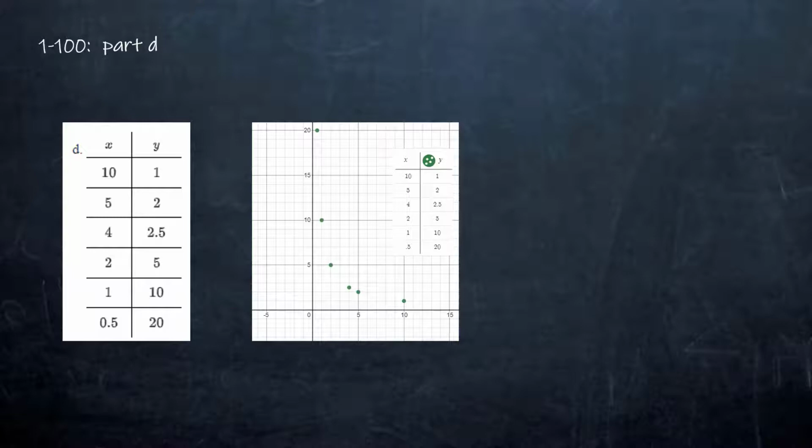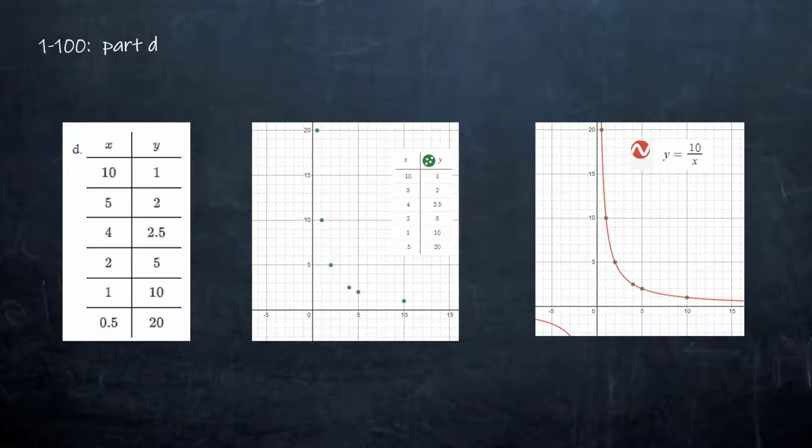Now, they did not ask you to come up with this equation, but I came up with this equation just because of what I know about this particular problem. So let's take a look at what my equation is. It's y equals 10 over x. So if x was 10, 10 over 10 would equal 1. If x was 5, 10 over 5 would equal 2. 10 over 4 is 2.5. So that's kind of what I was suspecting. 10 divided by 2 is 5. And seeing this pattern of points makes me think it's inverse linear.